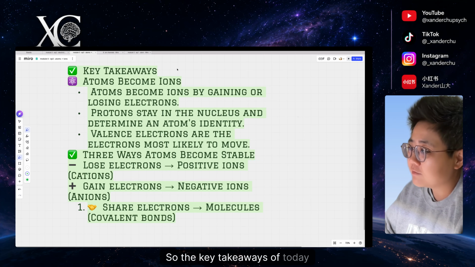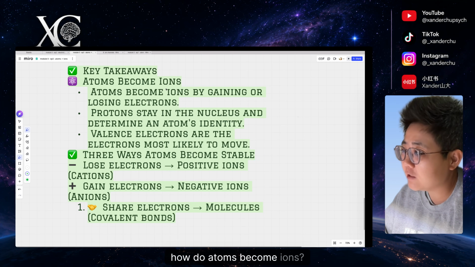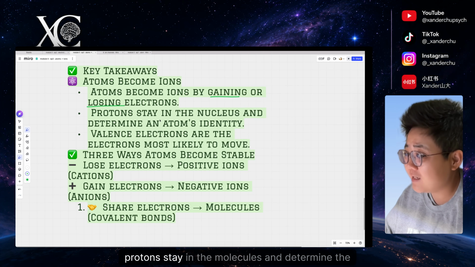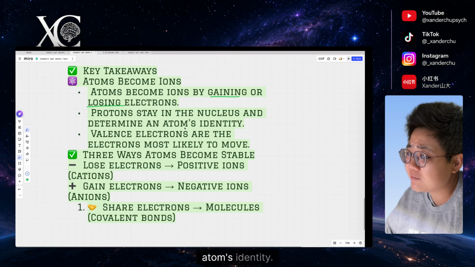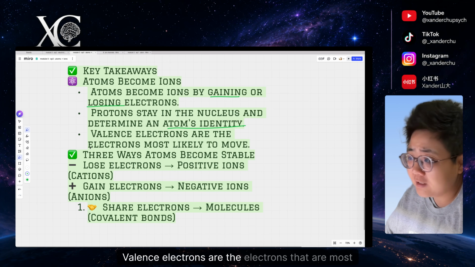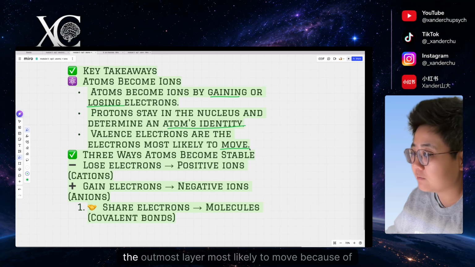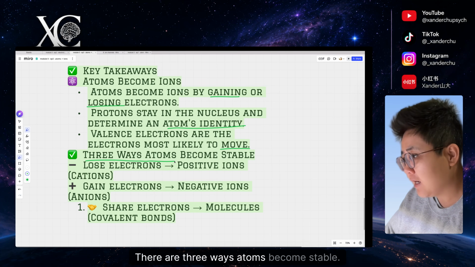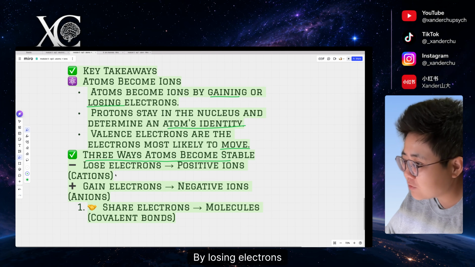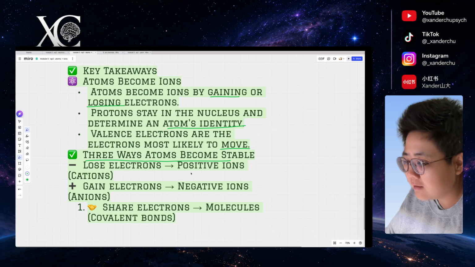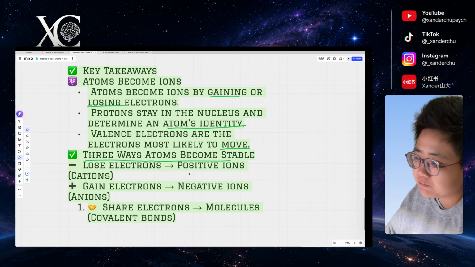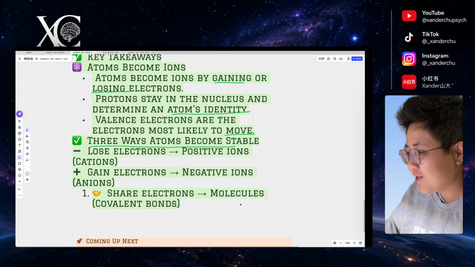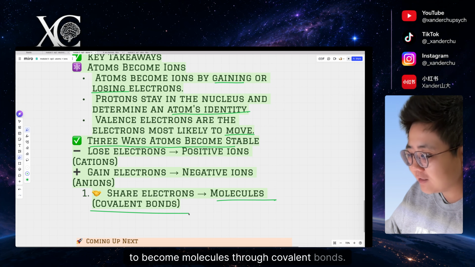So the key takeaways of today: how do atoms become ions? By gaining or losing electrons. Protons stay in the nucleus and determine the atom's identity. Valence electrons are the electrons that are most likely to move. Remember, the outermost layer is most likely to move because of the electron shield. And there are 3 ways atoms become stable: by losing electrons, and we become cations, or gaining electrons, and we become anions, and then by sharing electrons to become molecules through covalent bonds.